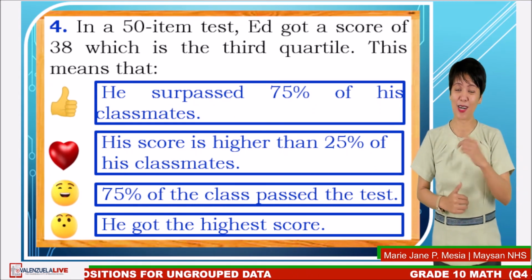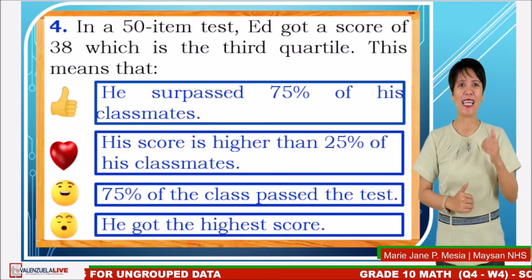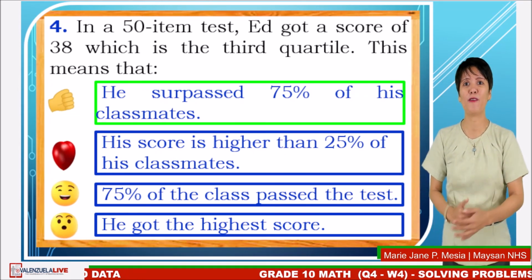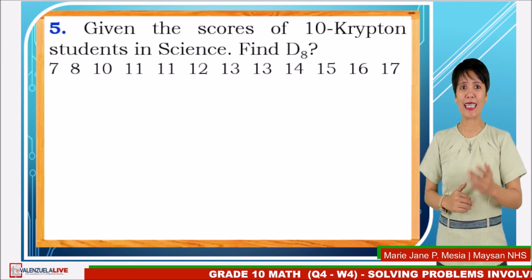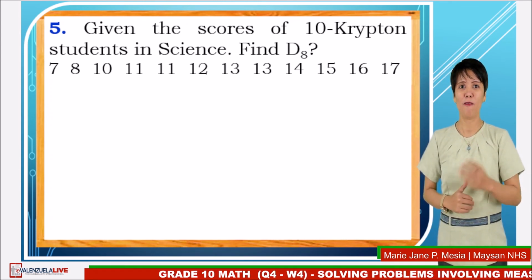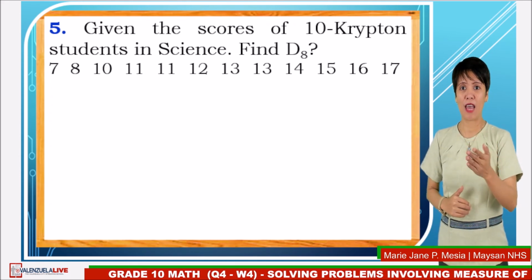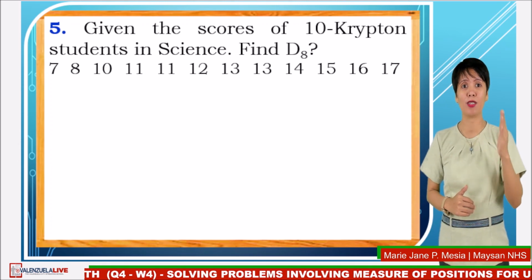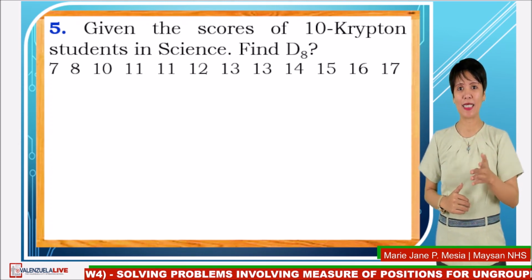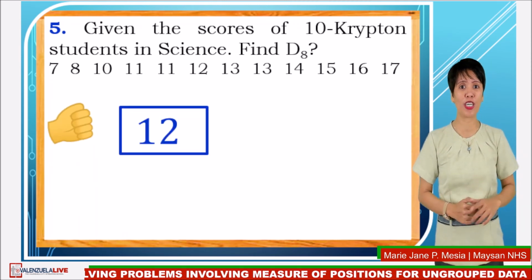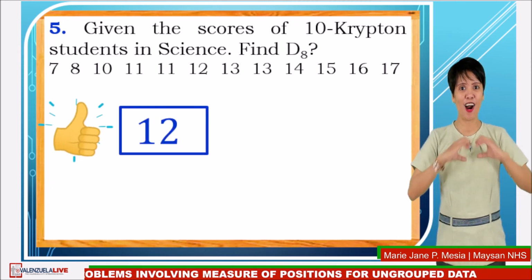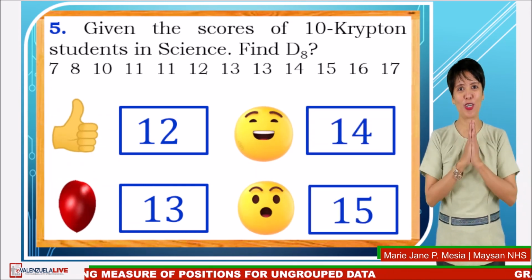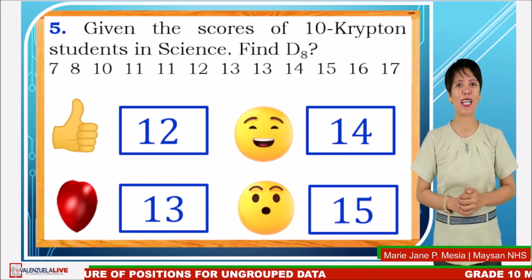Time's up. What is your answer? Excellent. It's like emoji. He surpassed 75% of his classmates. Number 5. Given the scores of 10 Krypton students in science, find the D8. The scores are 7, 8, 10, 11, 11, 12, 13, 13, 14, 15, 16, 17. In like emoji, 12. In heart emoji, 13. In haha emoji, 14. In wow emoji, 15. Timer starts now.